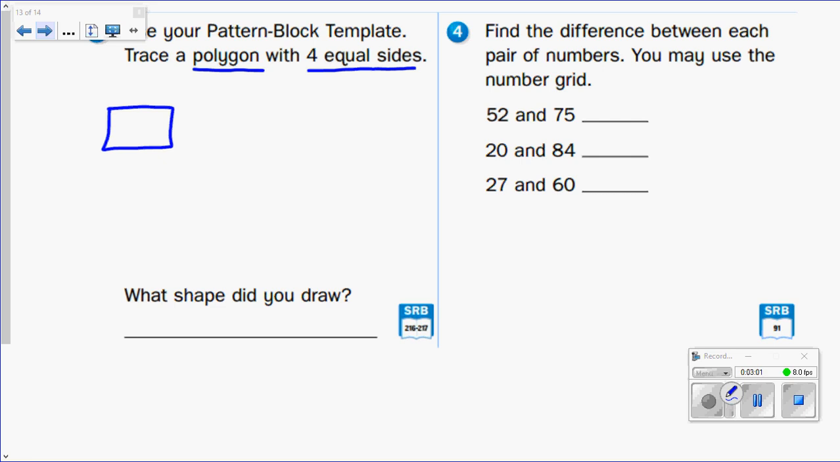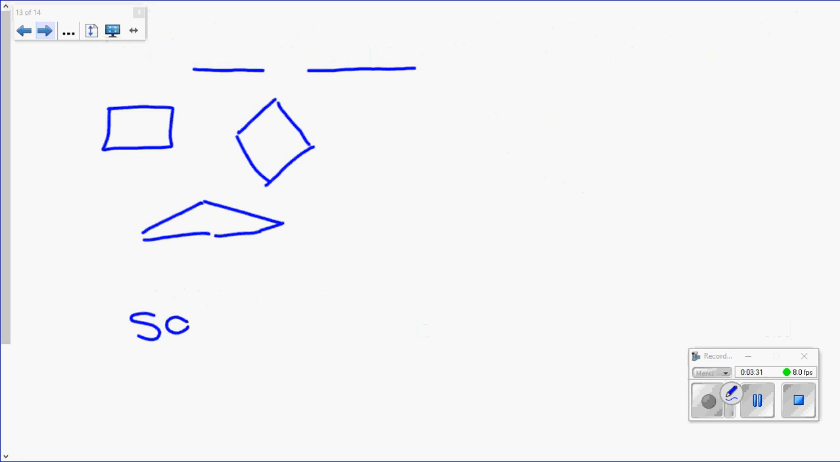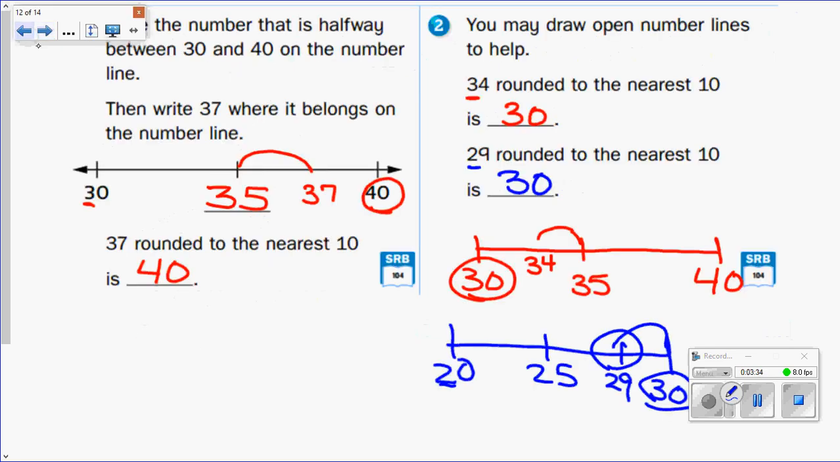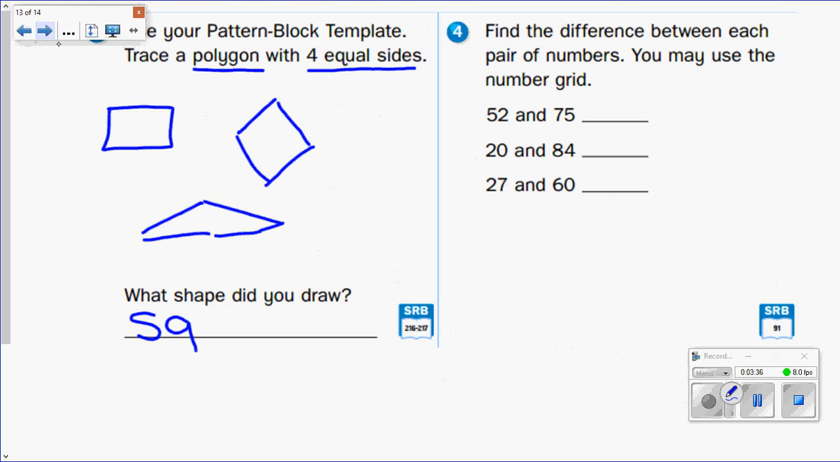Okay, we could have drawn, let's see, we could have drawn a rhombus. Okay, and we could have drawn another rhombus this way. Not a very good rhombus there. Okay, and what are these shapes that you have drawn? Just write down what you drew. We have a square and a rhombus.